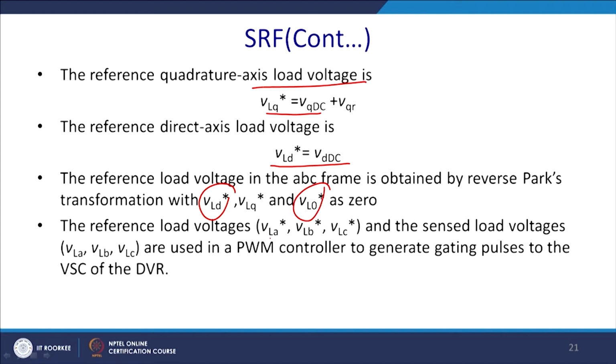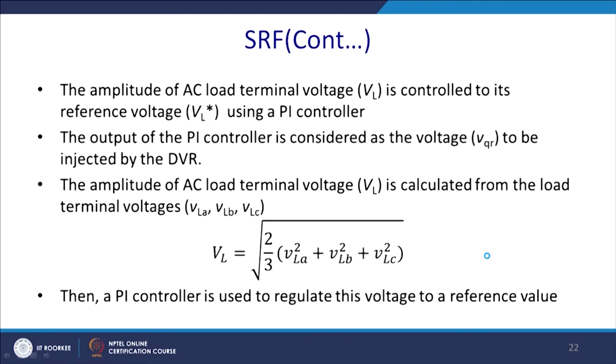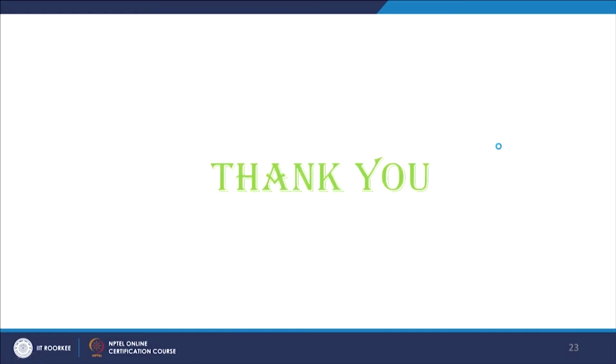The reference load voltages VLA, VLB and VLC and the sensed load voltages VLA, VLB are used in a PWM control to generate the pulses for both the converter of the DVR as well as the DStatCom. Similarly, we have the PI controller making these regulations, and considering the output of the PI controller, we have a QR to be injected by the DVR, and we can calculate what should be the amount of QR present.